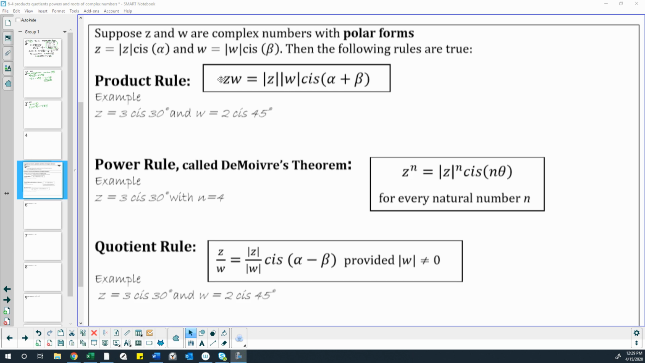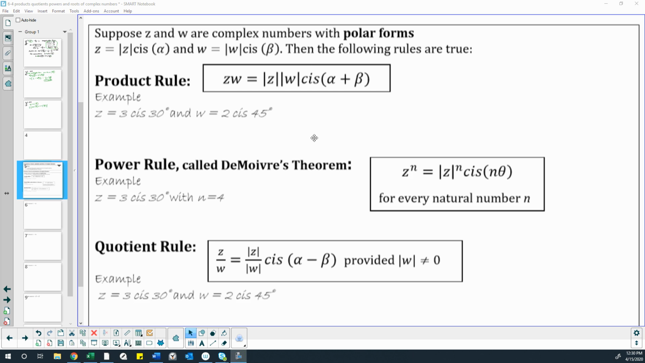So for the product rule, for complex number z times complex number w, we take the magnitude of z times the magnitude of w, and then we multiply that through the polar form of cosine plus i sine, and we add the angles together. Let's do this formula really fast using these examples. Z is 3 times the cosine plus i sine of 30 degrees, and I decided to do them in degrees too. I hope that's okay. And w is 2 times the cosine plus i sine of 45 degrees.